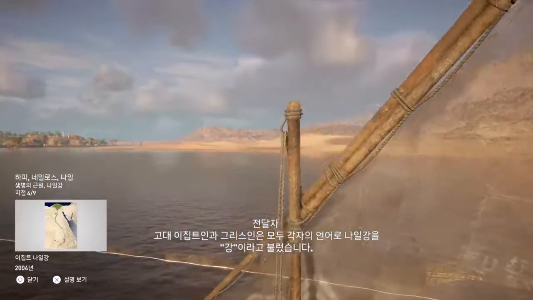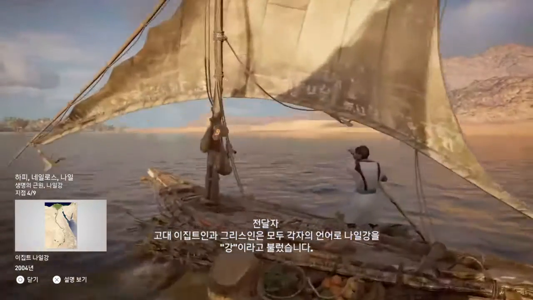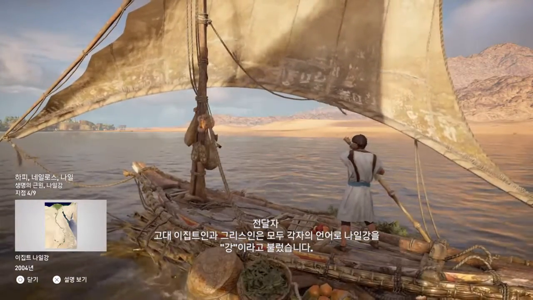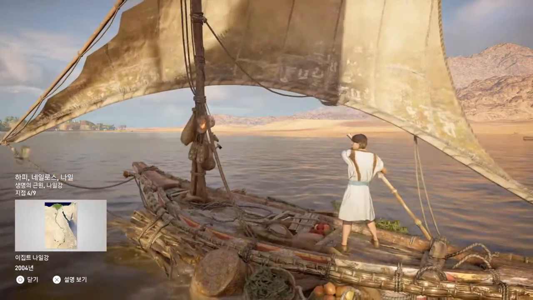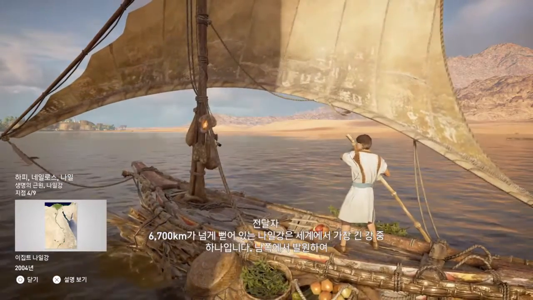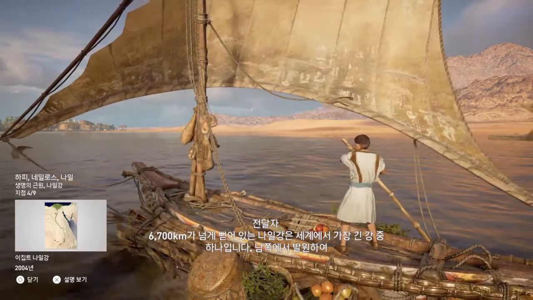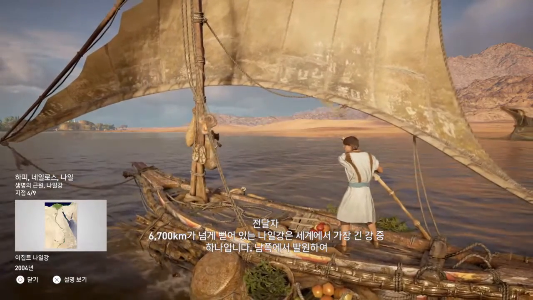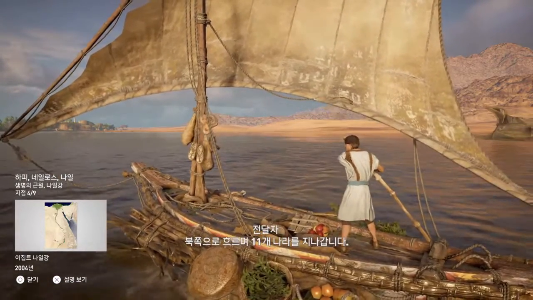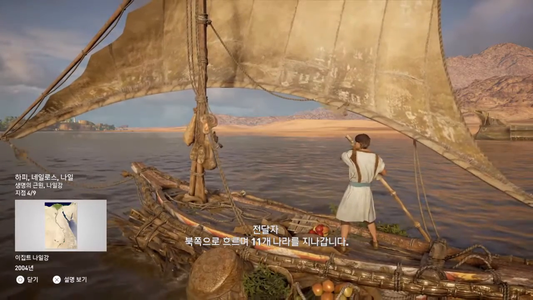Both ancient Egyptians and ancient Greeks referred to the Nile as the river in their respective languages. Stretching a distance of over 6,700 kilometers, the Nile is one of the longest rivers in the world. It flows south to north, spanning 11 countries.